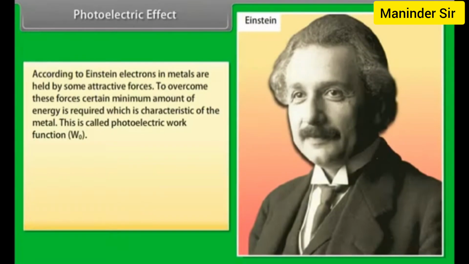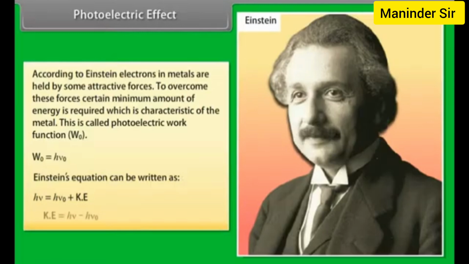According to Einstein, electrons in metals are held by some attractive forces. To overcome these forces, a certain minimum amount of energy is required, which is characteristic of the metal. This is called photoelectric work function W0. W0 is equal to h nu naught. Einstein equation can be written as h nu is equal to h nu naught plus KE. KE is equal to h nu minus h nu naught.